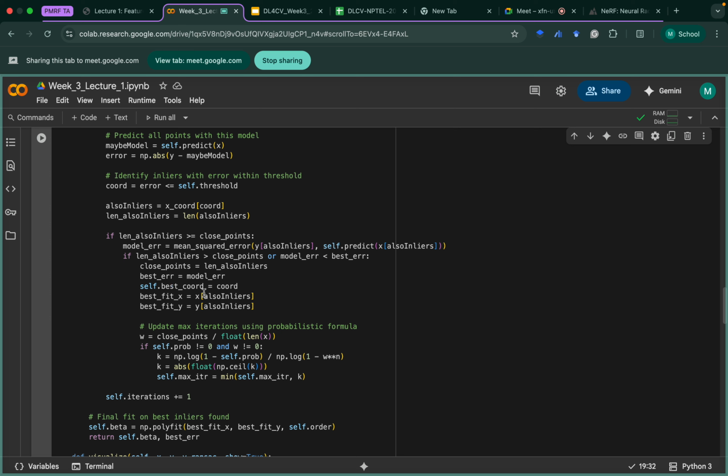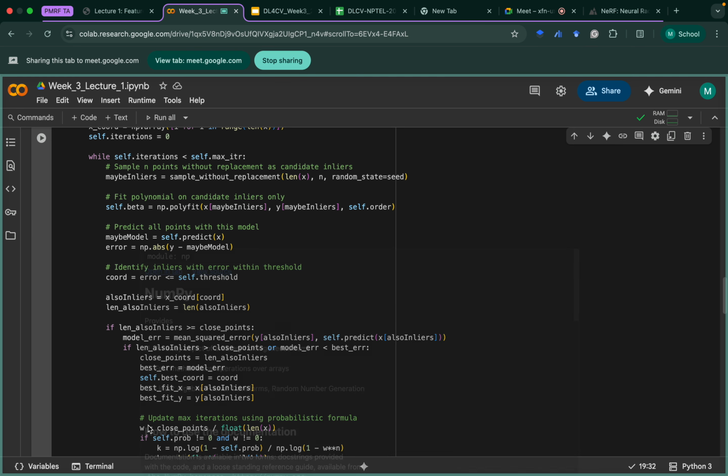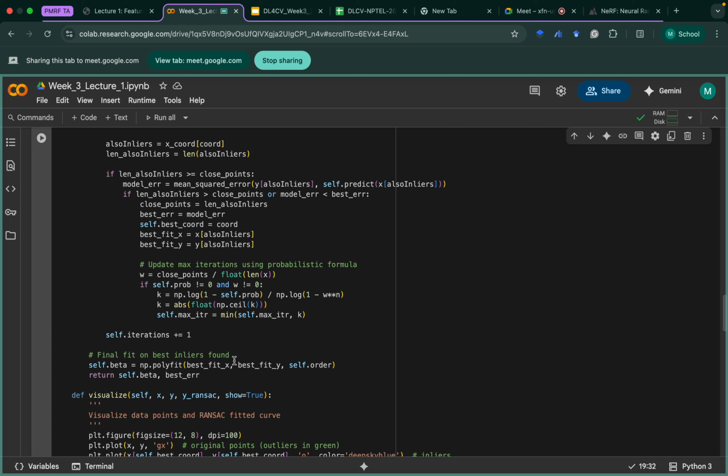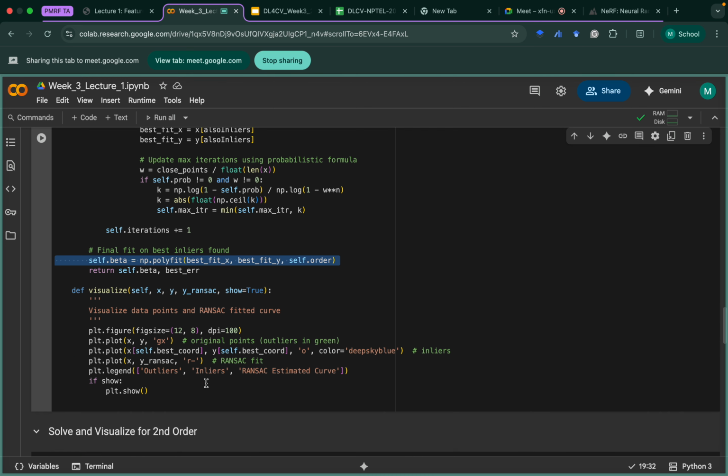Once you have found your best line, after that, whatever number of inliers you count are always lesser than your close points, then you would not go into this and you come out here, right? Or reach your maximum iterations, and in such case you would have identified what your best parameters are, and then I find my beta, and it would return the best parameters and error.